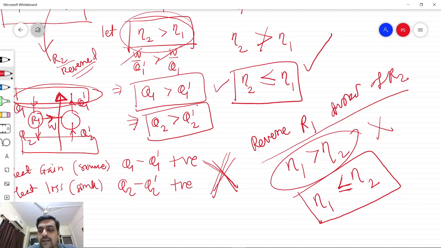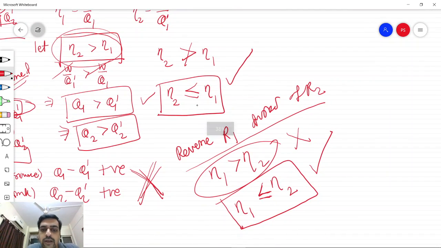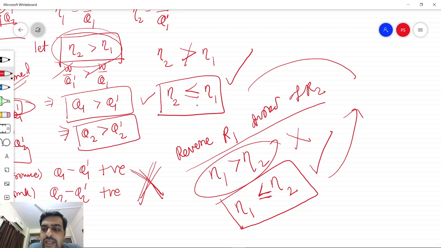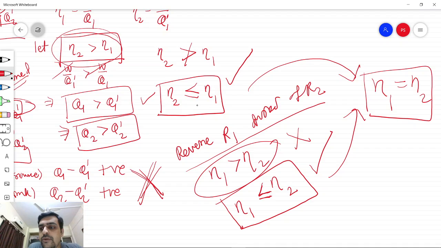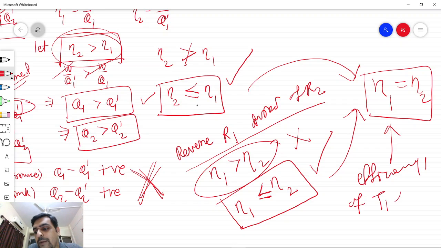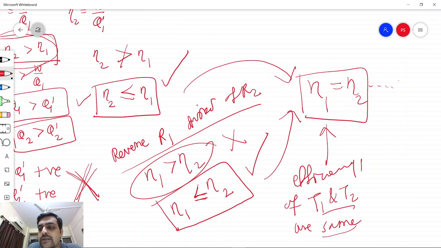Now for these two reversible engines R1 and R2, we are simultaneously claiming that this equation is correct as well as this equation is correct. So eta 2 is less than or equal to eta 1, as well as eta 1 is less than or equal to eta 2. If we combine these two, the only option left is that eta 1 has to be equal to eta 2. So the efficiencies of two engines working between the same temperatures T1 and T2 are the same, and we can continue this discussion for any number of engines, 1, 2, 3, 4 and so on.